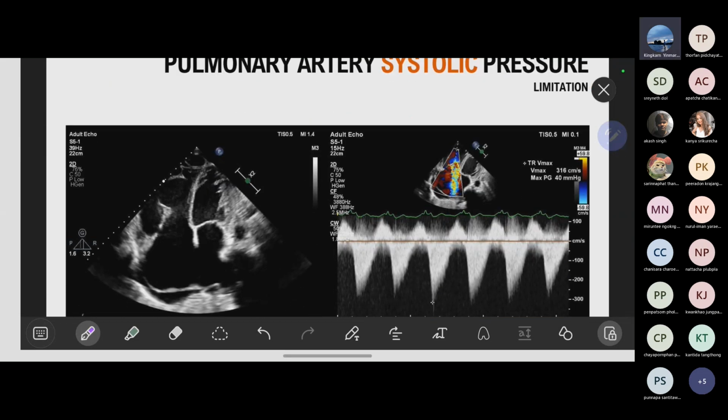And this slide shows the V-wave cut-off sign, which indicates severe TR. So if you see the V-wave cut-off sign, you can conclude that the patient has severe tricuspid regurgitation.